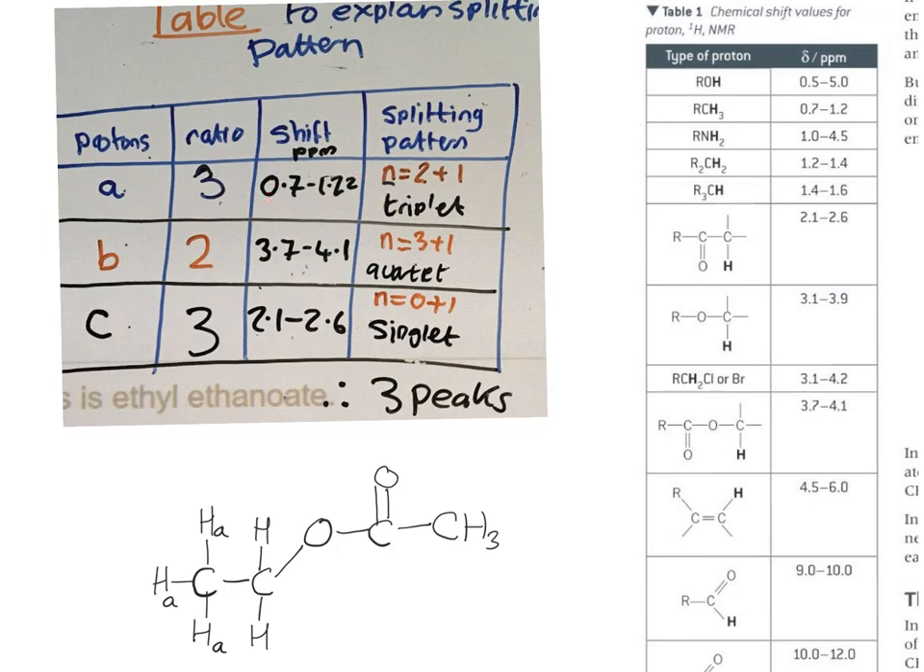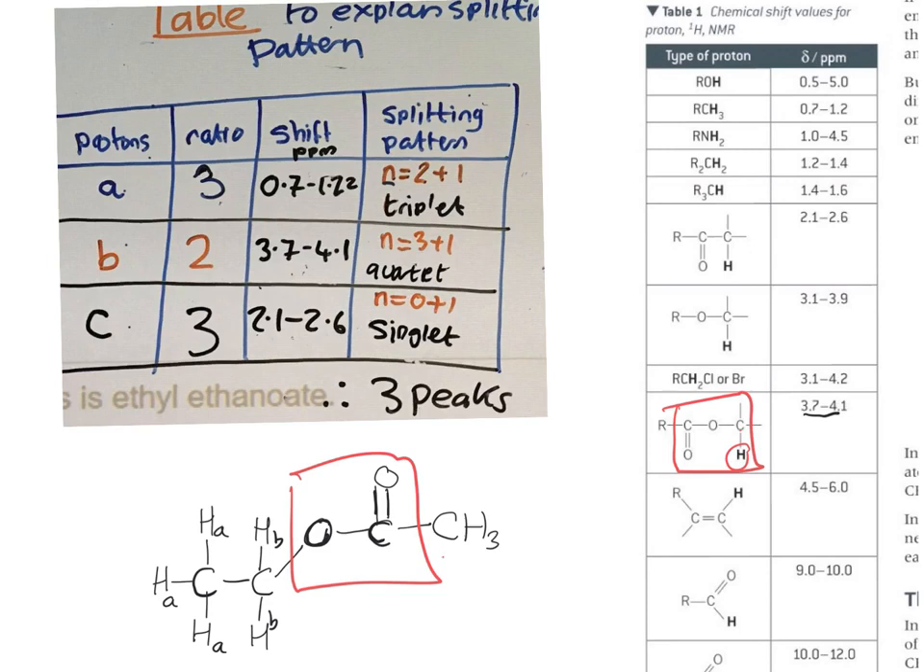Let's now look at the protons in B. The protons in B are on a carbon which is right next to an oxygen. You can see that they have a chemical shift of 3.7 to 4.1, because they're not just next to an oxygen, they're next to a carbon which is also double bonded to an oxygen, typical of an ester link. So this is very specifically the proton which is next to the oxygen in an ester group. So that's 3.7 to 4.1.